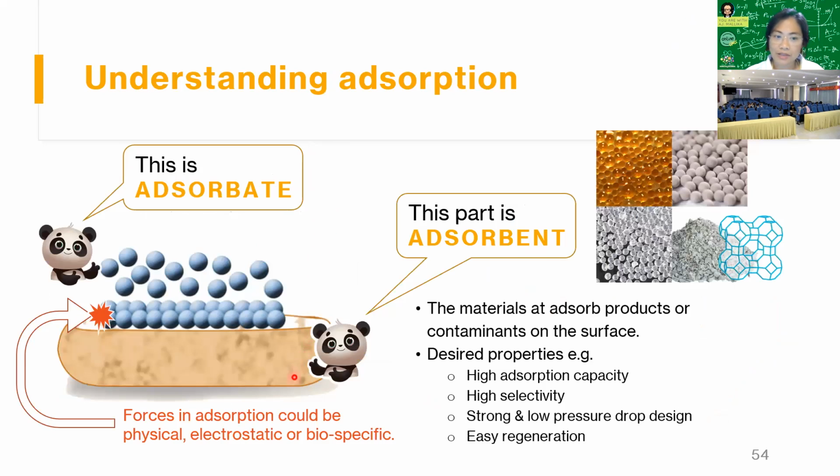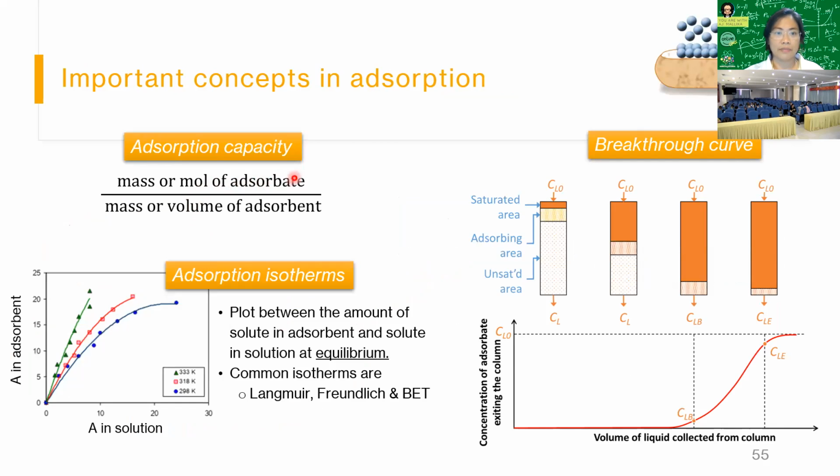So if you go back to this picture, that means you want the materials here, the adsorbent, to hold as much adsorbate as possible. So it's the adsorbate over the adsorbent, okay? The unit depends. It could be mass per mass, mole per mass, mole per volume, mass per volume, whatever it is, but you need to understand that it is something between adsorbate and adsorbent. The higher the adsorption capacity is, the better.